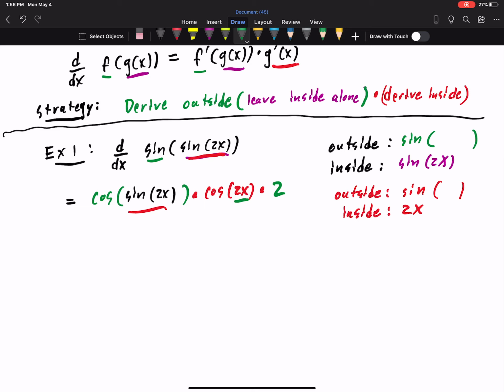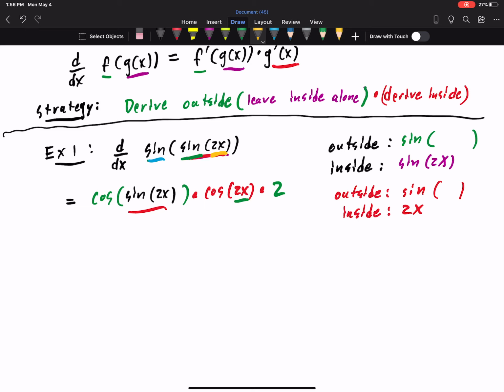Okay, so the step that we just did here was we derived the sine, and then we derived the inside sine and multiplied it, and then we derived the 2x and multiplied it. So that's why it's called the chain rule. All of these derivatives are linked together.